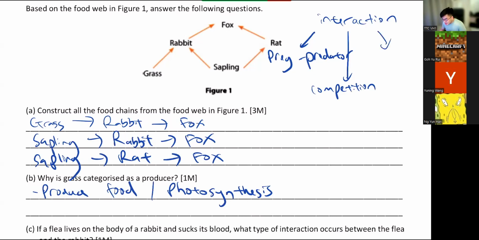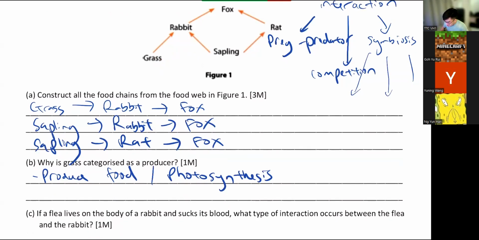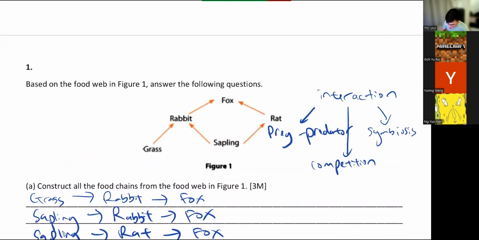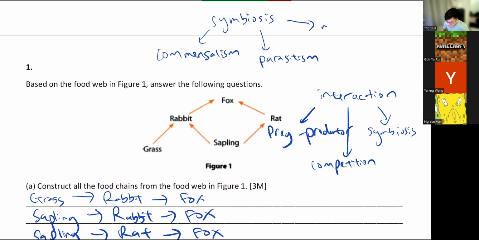And then there's one more. When they both live together, this is what we call symbiosis. This is a very funny relationship. So you remember what is symbiosis? Symbiosis, you have three types. Let me just draw it up here. You have commensalism, you have parasitism, and you have mutualism. Do you know what's the difference? Commensalism is when one gets advantage, one is not affected.